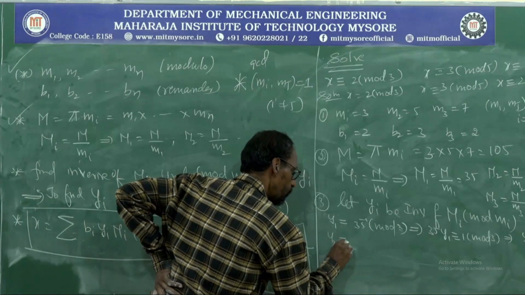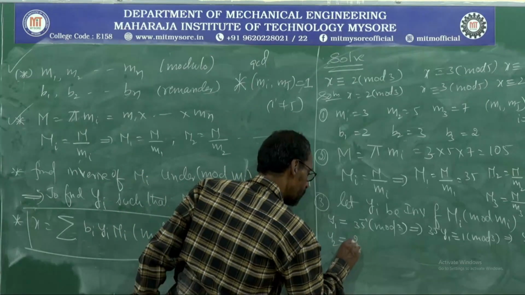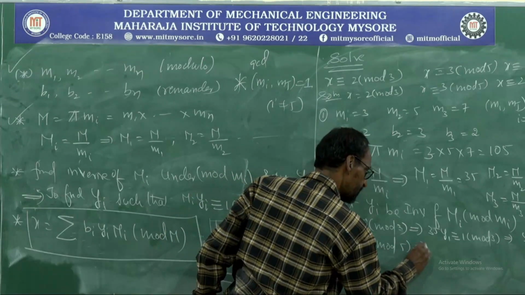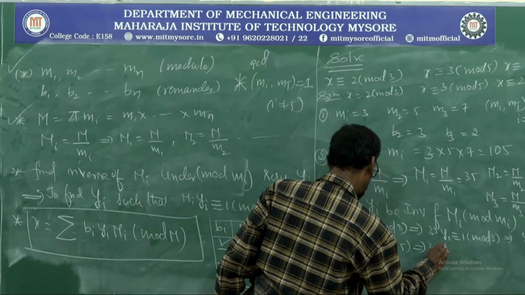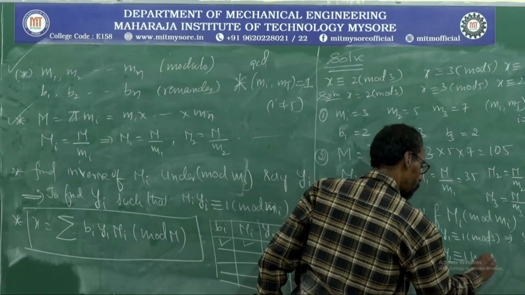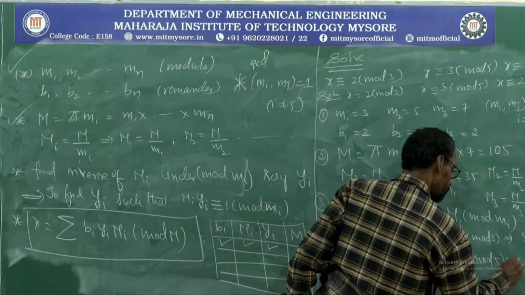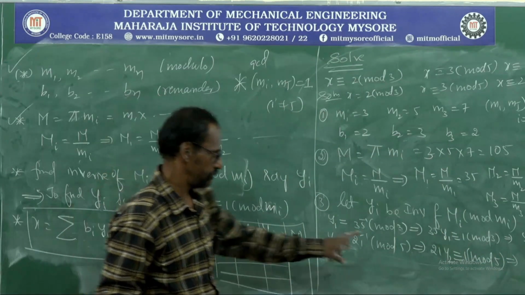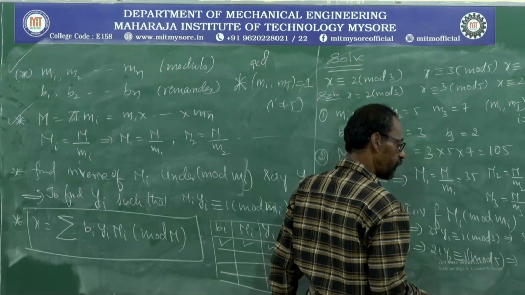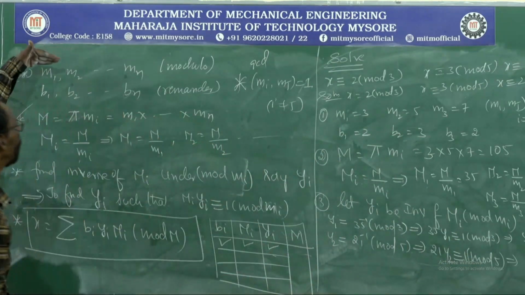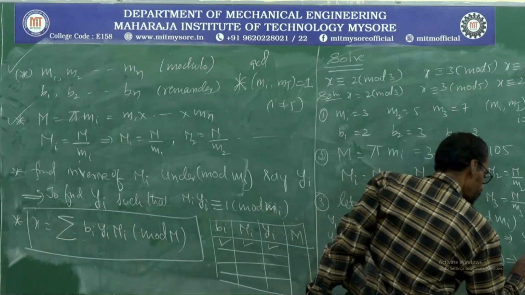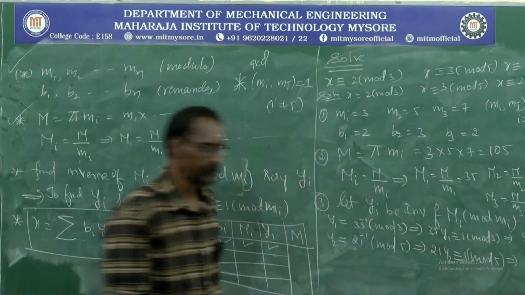Similarly, what is y2? y2 is the inverse of 21 under modulo 5. This implies I should find 21 y2 is congruent to 1 modulo 5. By inspection, take y2 as some number like 1, 2, and check the remainder when you divide. Either you do that or you follow the linear congruence method using the extended Euclidean method. You can find your y2 is going to be 1.